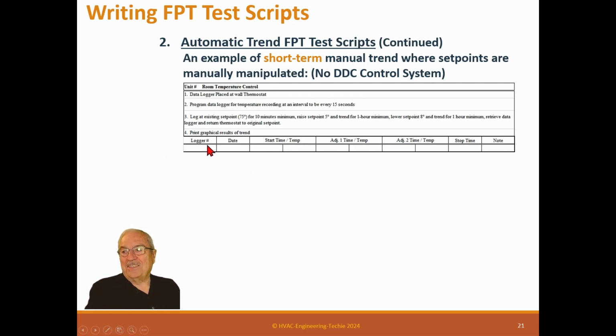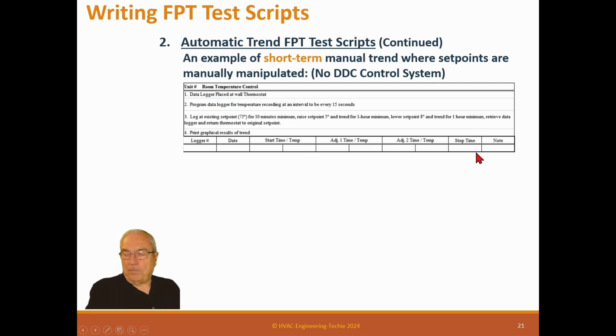Okay, so down here is where you record the data. Put your logger number in there, the date of when you're doing this, and then the start time and the temperature. So your first point, temperature, and then this is your adjustment 1 time when you went in and added 8 degrees to it. And that's 10. And then the second adjustment is when you put it way down there, and then the stop time. And that'll let you see the trend up.